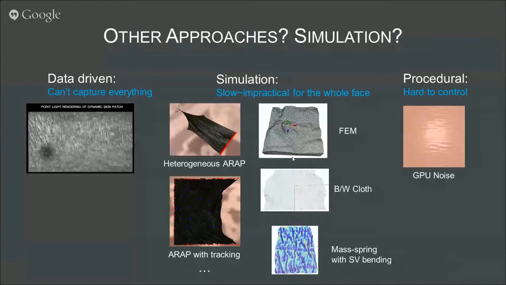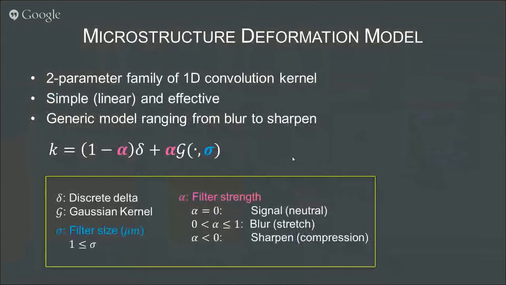So we proposed a convolution kernel, and since it's image processing, it can run in real time, so it's very fast. We proposed a kernel for the skin microstructure deformation. It consists of a discrete delta function, which returns the original signal, and a Gaussian filter. There are two basic parameters, alpha and sigma.